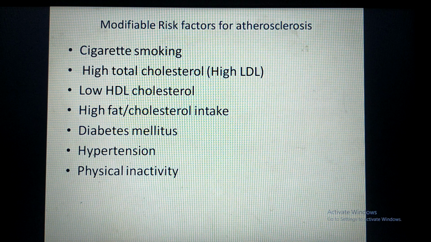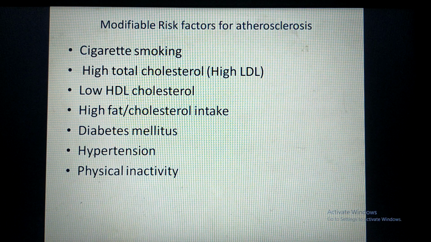Decrease HDL level. HDL, high density lipoprotein cholesterol, is a good cholesterol. It transports the cholesterol from the periphery to the liver for excretion. If HDL level is decreased, then chances of atherosclerosis are increased. High fat and cholesterol intake are also important risk factors for atherosclerosis.